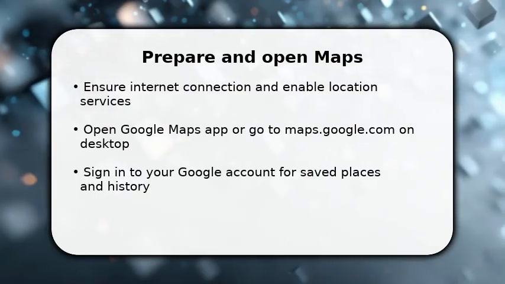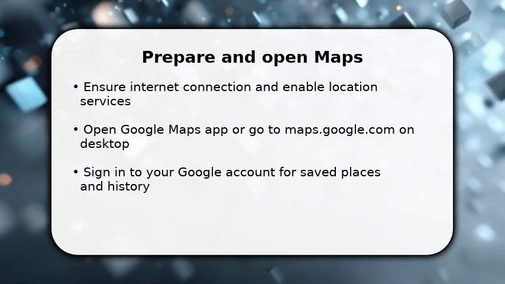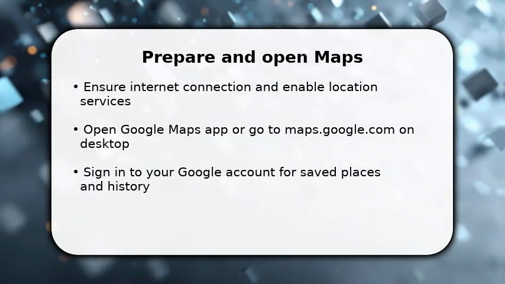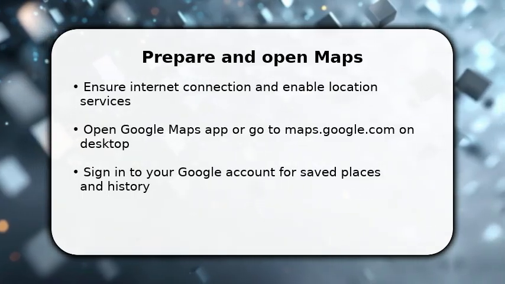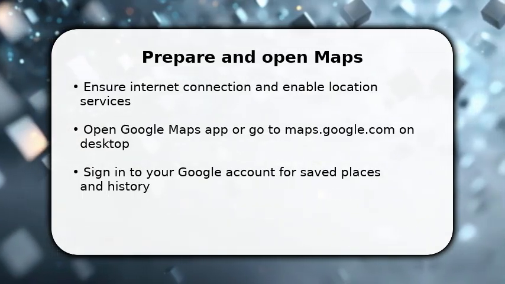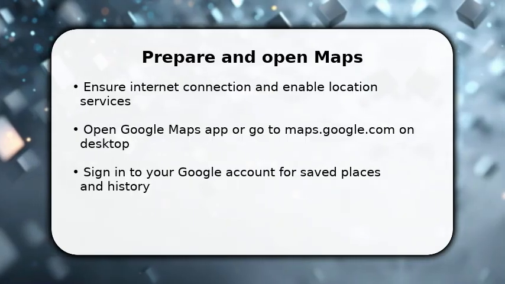You'll start by opening Google Maps and making sure location and internet are enabled. Once done, sign into your Google account so places and history sync. On mobile, tap the search bar. On desktop, use the search field. You don't need extra apps.